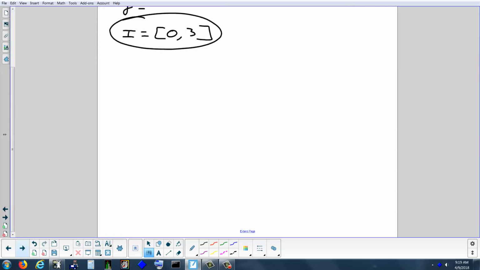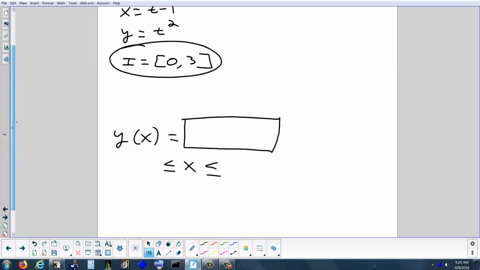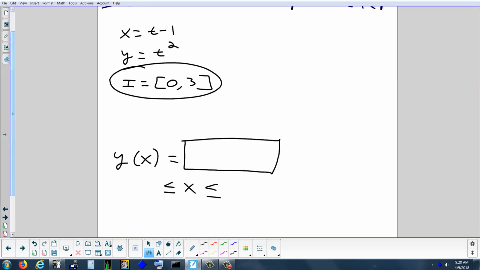Okay, so when you're done, you should have something just like this. Y is a function of x equals, put your answer, and then right below it, you should have a restriction on the domain. And I put less than or equal to's because there's brackets. If these brackets were parentheses, I would do that.